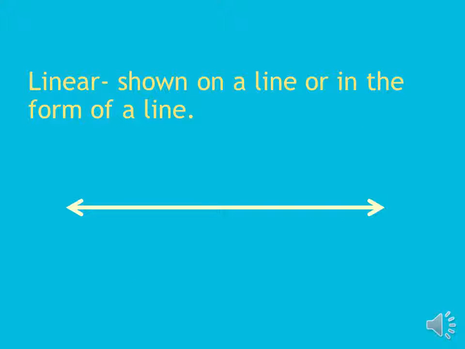If you notice, the word linear starts L-I-N-E. That means line. Linear means to be shown on a line or in the form of a line. Number lines are linear. Fraction bars are also linear. They resemble a line.